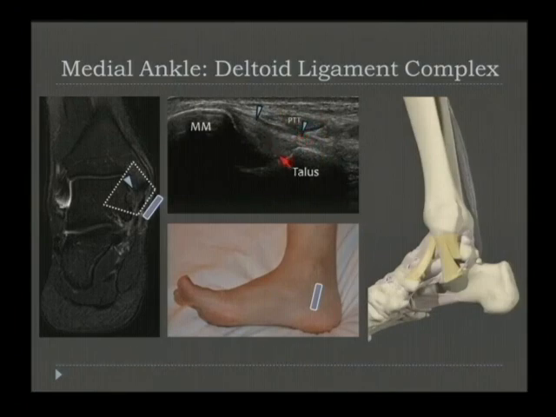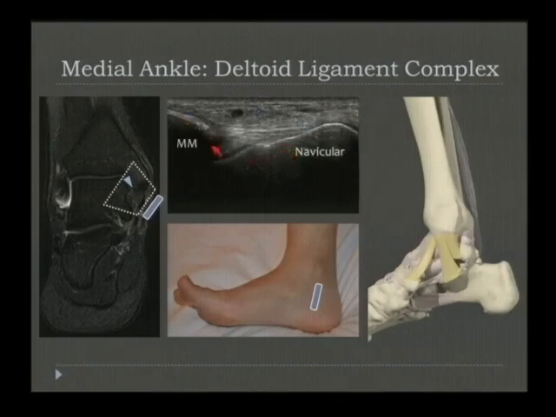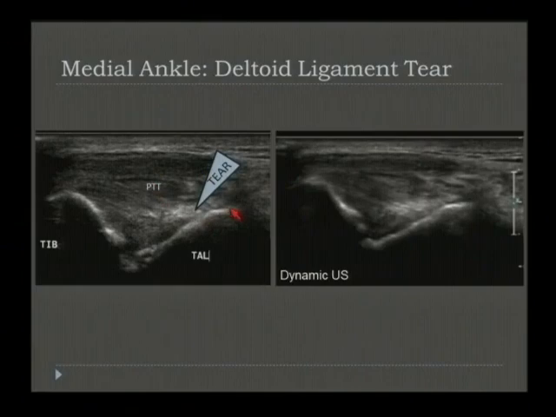So if you're having trouble, just follow the flexor tendons along their course, and often it will come into visualization. You can see all the components. Here is again the medial malleolus, here's the navicular, and here's the talonavicular portion of the superficial fibers of the deltoid. Here's an example of a tear.